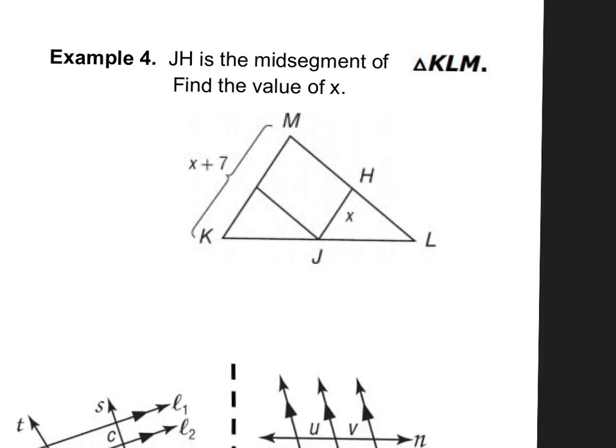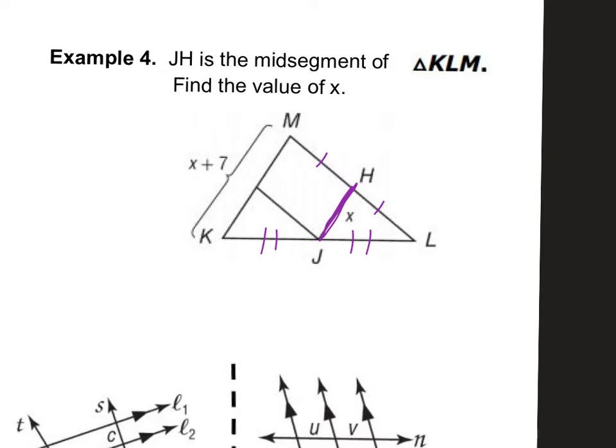Such as example 4. JH is the mid-segment of KLM, a triangle KLM. So JH is the mid-segment. Let's go ahead and mark that real quick because there are a few lines here. There's our mid-segment, which means that that is proportional to that. That is congruent to that. Find the value of x.